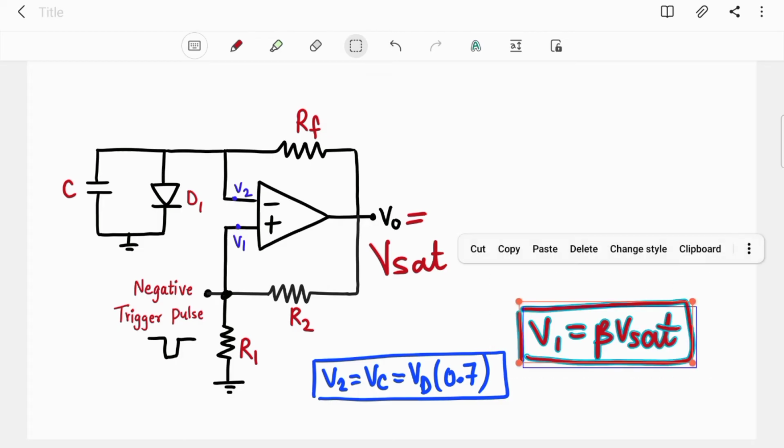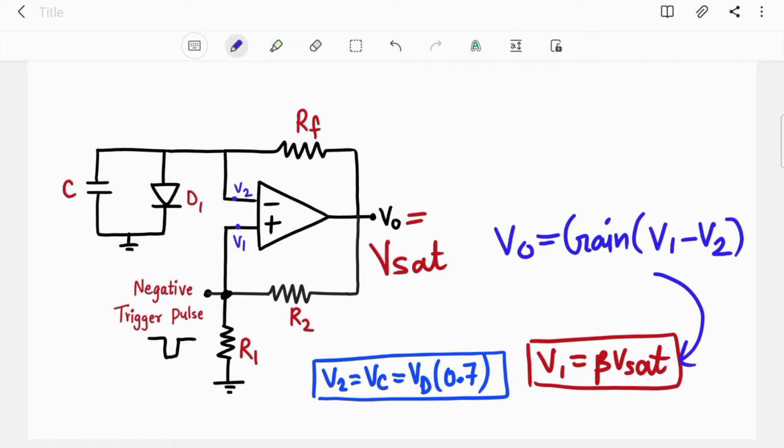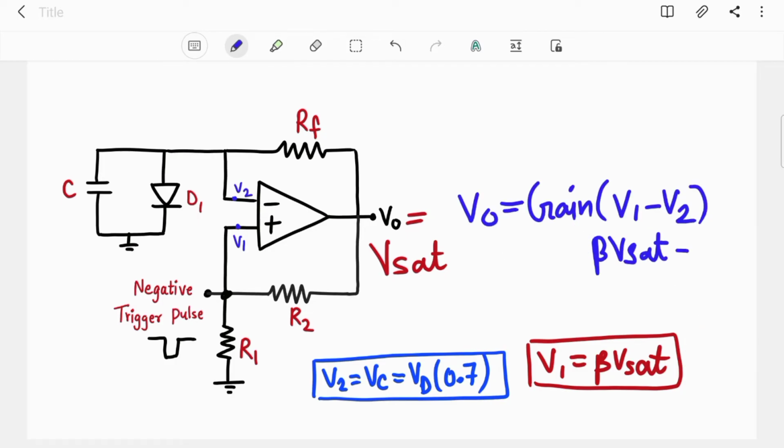Okay. So we got values of V1 and V2. Now why do we want values of V1 and V2? Because we know the equation for the output of the Opamp: gain into difference, V1 minus V2. Here V1 is nothing but beta Vsat minus V2, which is 0.7.